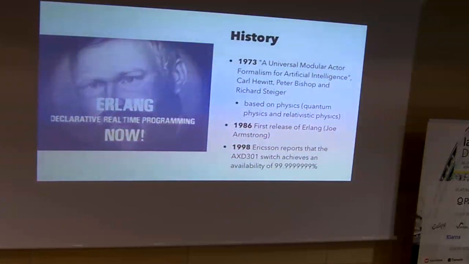And then in '86, there was the first release of Erlang, by Joe Armstrong at Ericsson. They didn't use it for many years, and then they rediscovered it and started using it. And then they had this switch that had an availability of nine nines. So that's 31.5569 milliseconds of downtime per year. That's amazingly good. It allows for really resilient, robust systems.